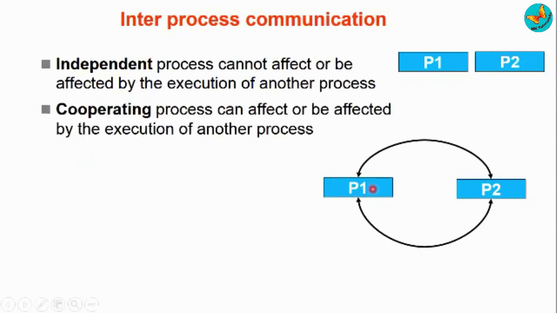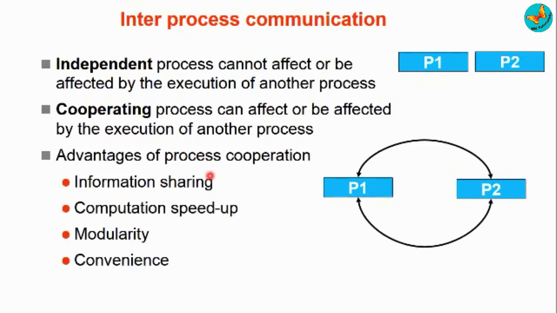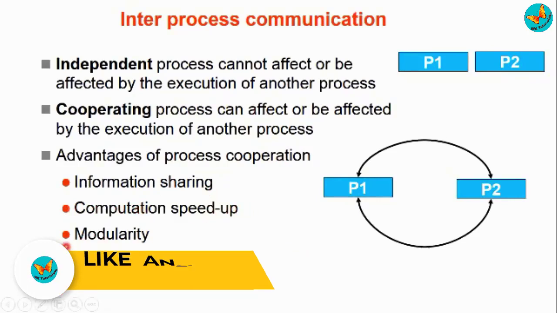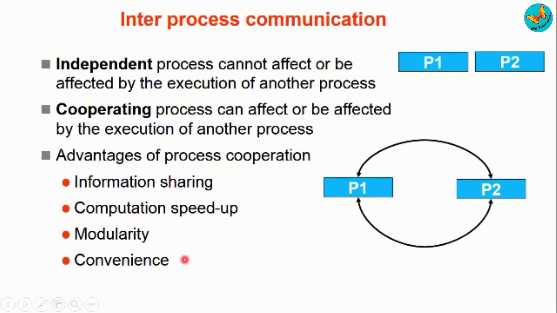Then the second type of processes that we have seen was the cooperating processes. Like, say, suppose here P1 and P2 processes are there. So execution of any one of these processes may affect the execution of another process. What is the advantage of using these cooperating processes? Obviously, first thing is information sharing. Then next is computation speedup, modularity and convenience. So these were the advantages of these cooperating processes.